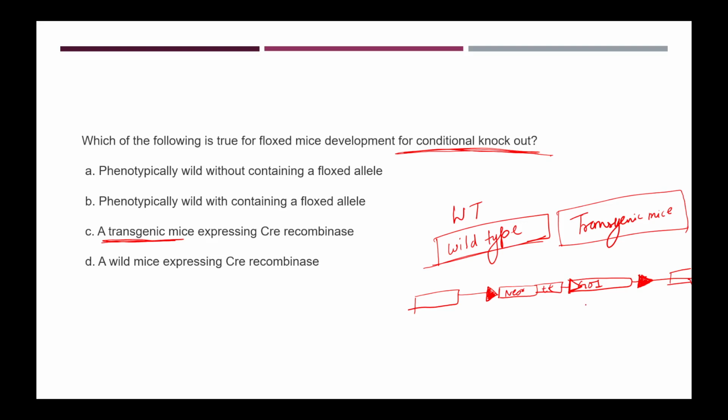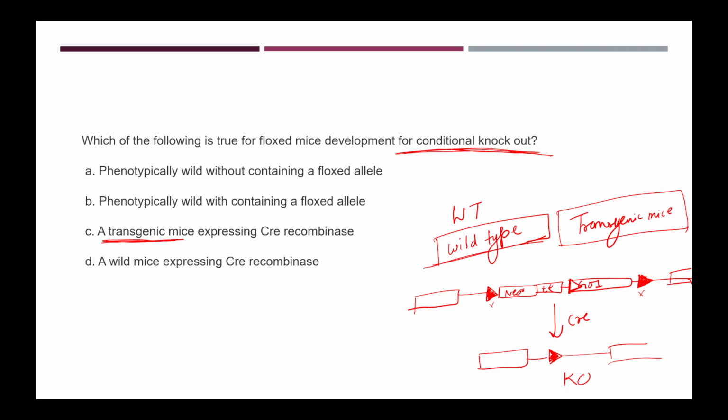This gene of interest, now you provide certain condition, express the Cre recombinase, and then only with the help of crossover between the LOXP sites, site-specific recombination will take place, and this entire thing will get eliminated, where the gene of interest will also get eliminated. Now you'll be left with this kind of system. This is a knockout. So this is called a conditional knockout.